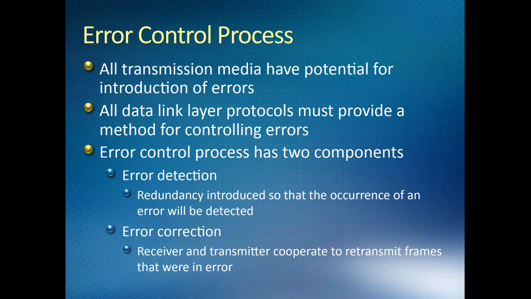What do we do? You fix the frames. If I receive a frame and there is some problem, the computer will open the frame, see what the problem is, and fix it. It will request retransmit. So this is the method for correction. In error correction, the receiver and transmitter cooperate to retransmit frames that were in error.